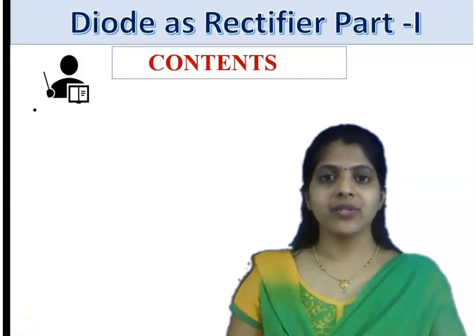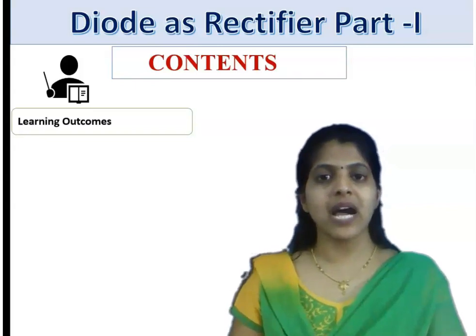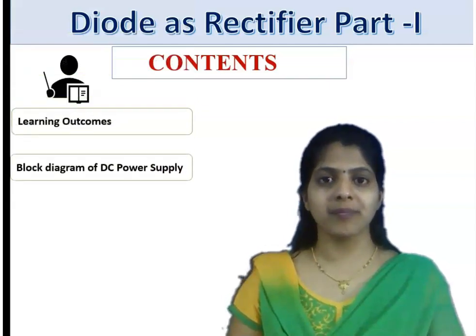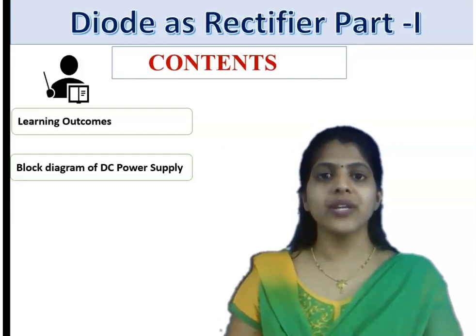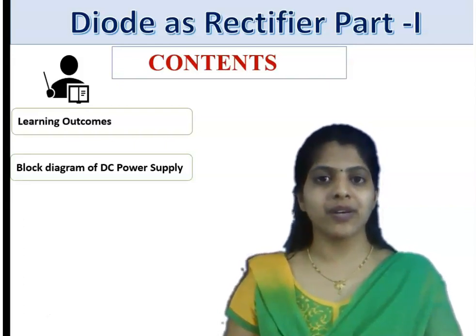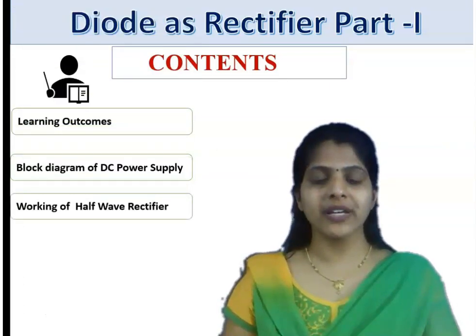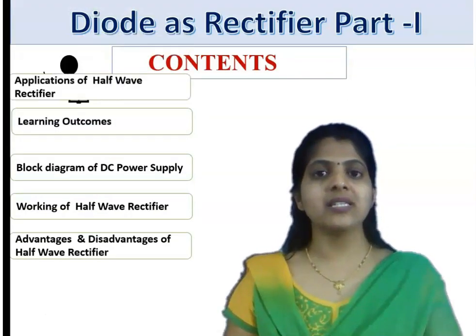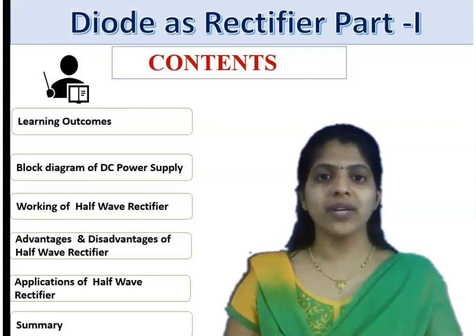So the contents of this video are, first of all, we will discuss the learning outcomes of this video. That means after watching this video, what you are able to do. Then we will study the block diagram of DC power supply. The DC power supply is nothing but which converts AC to DC. In that, the very first block is rectifier. So in this video, a very basic type of rectifier, that is half-wave rectifier circuit. We'll study the working of half-wave rectifier circuit in detail. Then we will discuss its advantages, disadvantages and applications. Then we are going to summarize whatever we learned in this video.